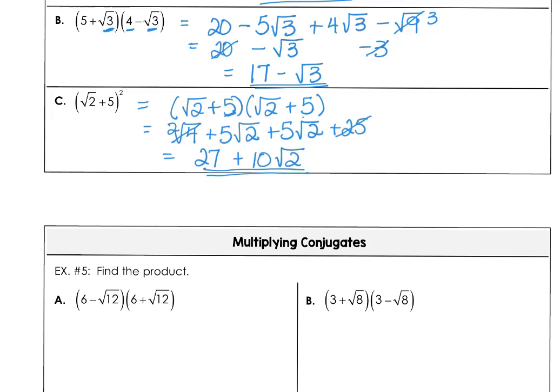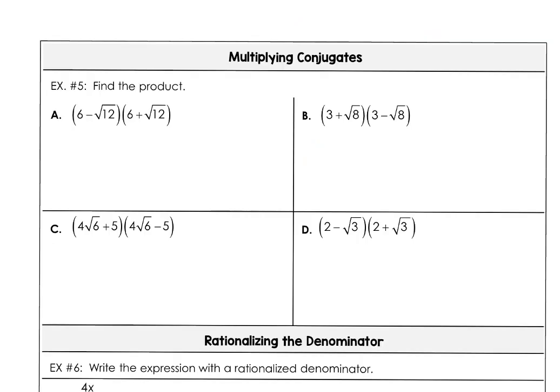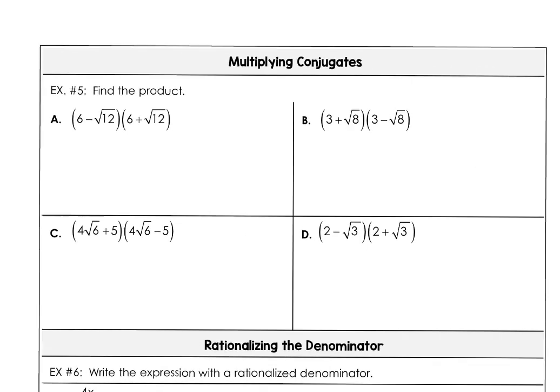How did you do on that? Did you manage to get the same answer? I hope so. Now, just like our unit on polynomials, we can multiply conjugates. Only some of our conjugates are radicals. So in this case, we have 6 times 6 for 36. And then 6 times the square root of 12. That's positive.